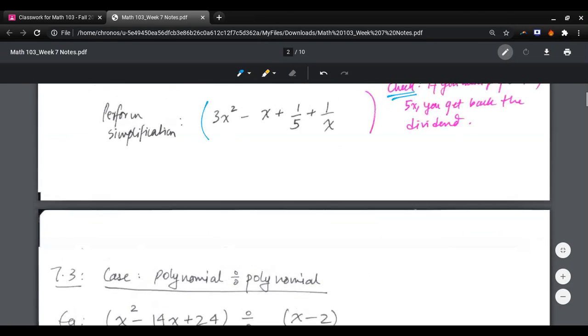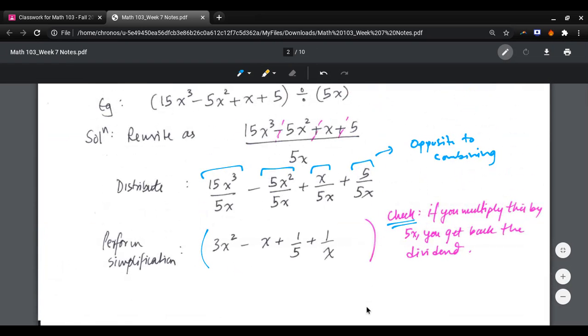Okay, in the next video I'm going to show you how to divide a polynomial by a polynomial.